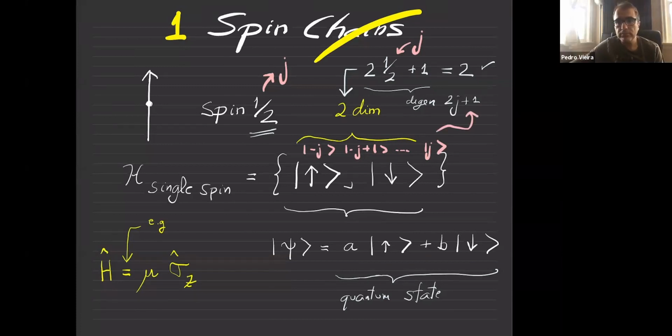Okay, and that's it. Now, what do we have when we have two spins? So one spin, we are done. But when we have two spins, now we have something more interesting. Now I have one spin, and we have a neighboring spin. Right? And now the spins can form.